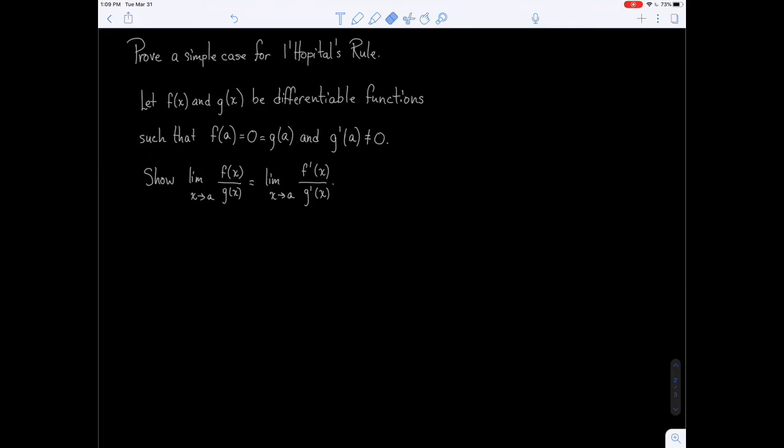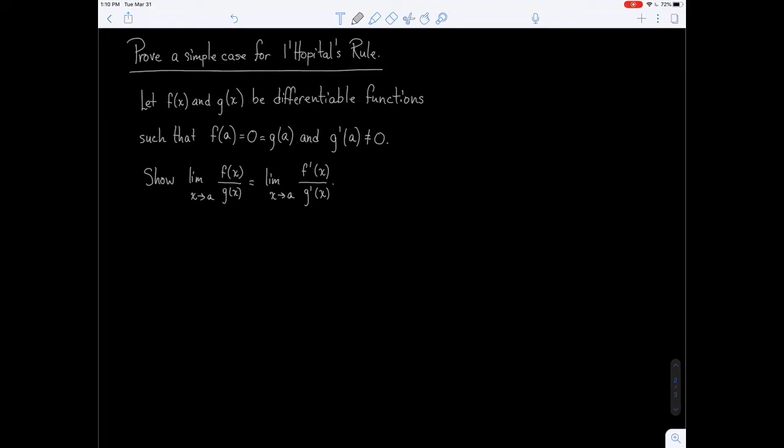This is Tom, and today we're going to prove a simple case for L'Hopital's rule. L'Hopital's rule says this. Let f of x and g of x be differentiable functions such that f of a is 0, which is also equal to g of a, and that the derivative of g at a is not 0. So what we have to do is show that the limit as x approaches a of f of x over g of x is equal to the limit as x approaches a of f prime of x over g prime of x.